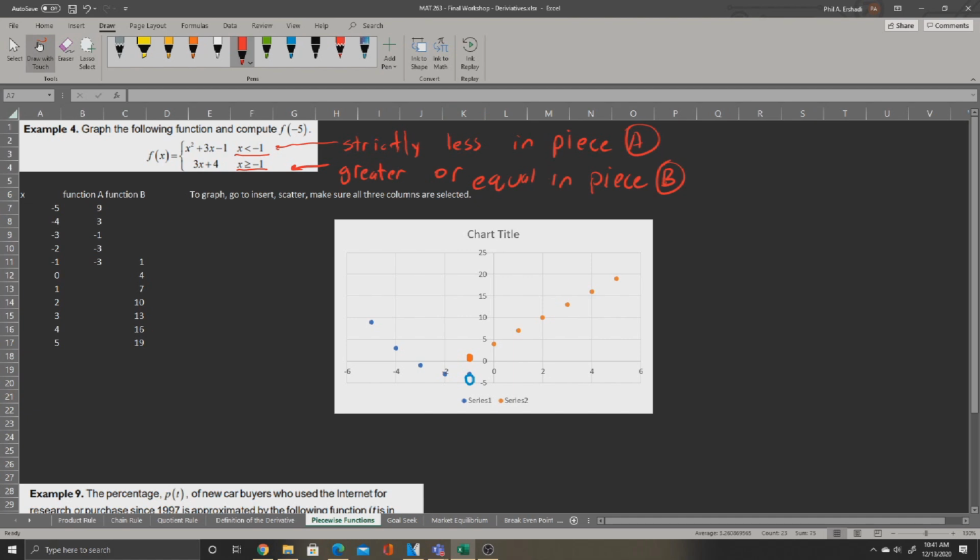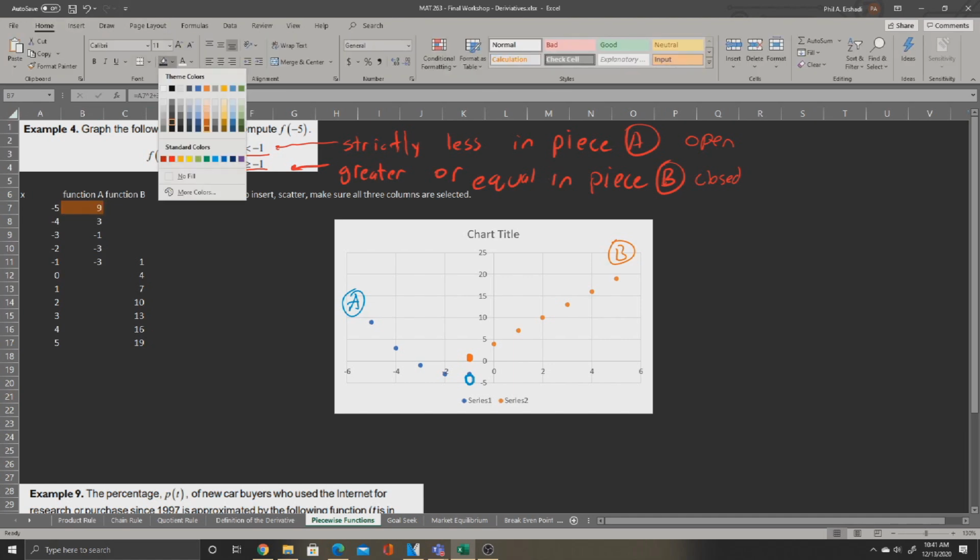So if it ever says strictly less, that means it is open. And then if it is greater or equal, it's closed. So remember that function A is going to be the blue dots. Function B is going to be the orange dots. So if they want the graph, we've given it to them. And if they would like the value at -5, that's going to be this value right here, which we know has to go with function A because -5 is less than -1. So our answer will be here.